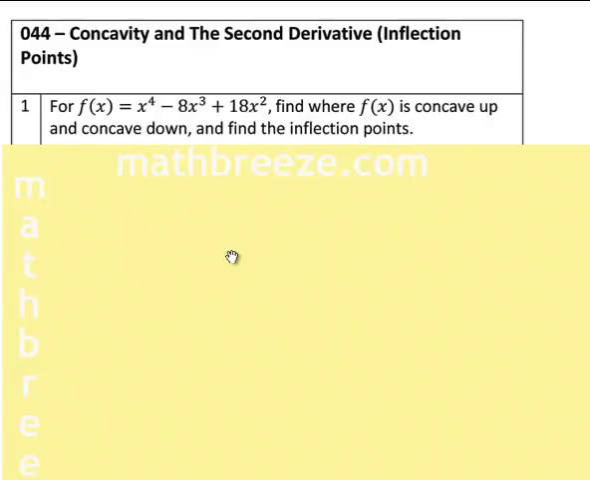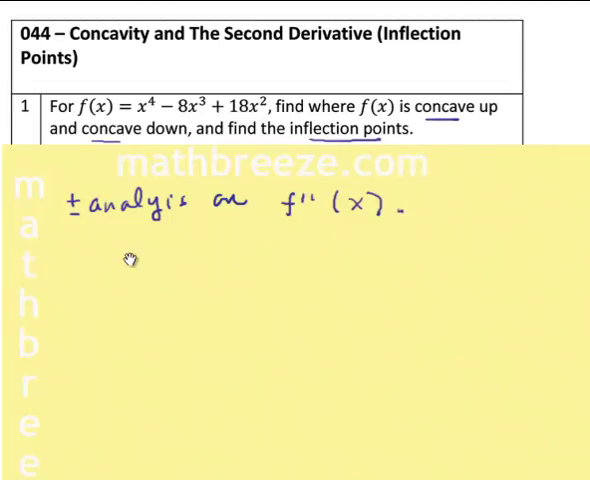In number one, we want to find where f of x is concave up and concave down and find the inflection points. So what we're going to do is a plus-minus analysis on the second derivative. For concavity and for inflection points, we use the second derivative. The inflection points might occur where the second derivative is 0. We have to do a second derivative test in order to determine that.